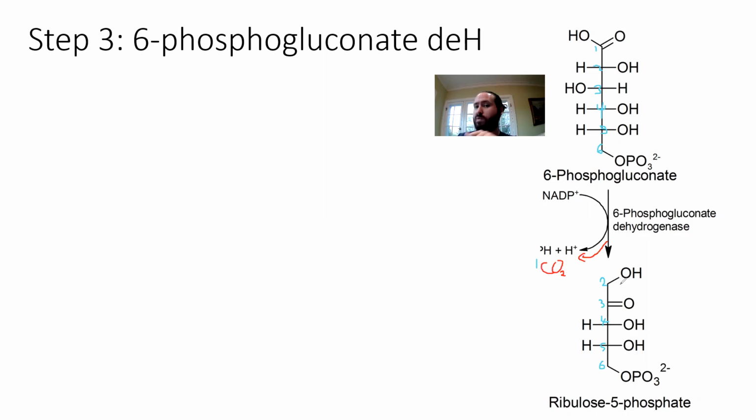So in our carbons 2 through 6, did any carbon get oxidized? Carbon 3 got oxidized, right? So carbon 3 was a hydroxyl, became a ketone. So that is where our electrons are coming from. Here's our H, and we'll end up with NADPH and H+. Questions on what's going on here?